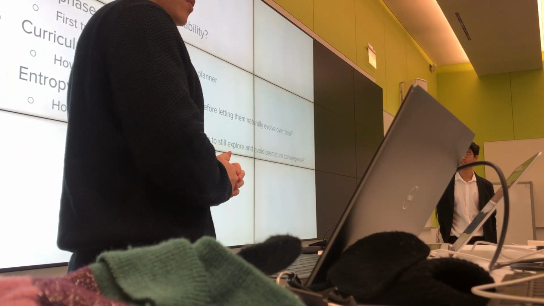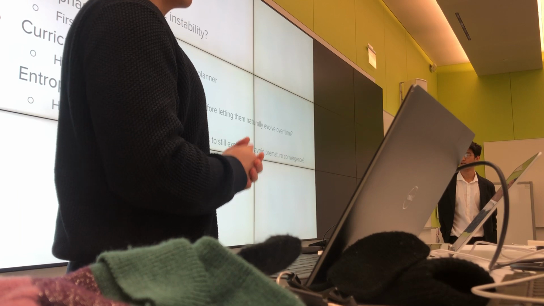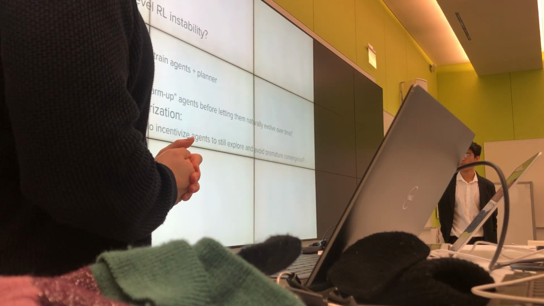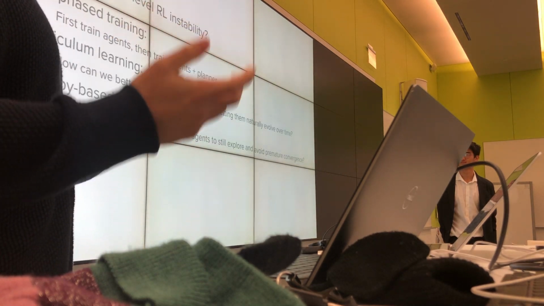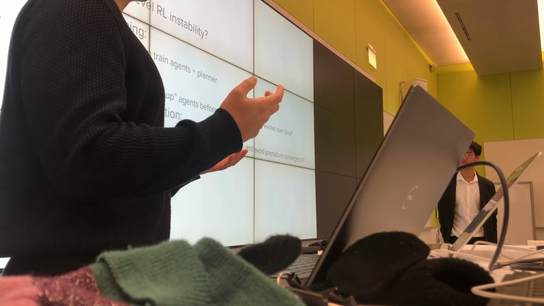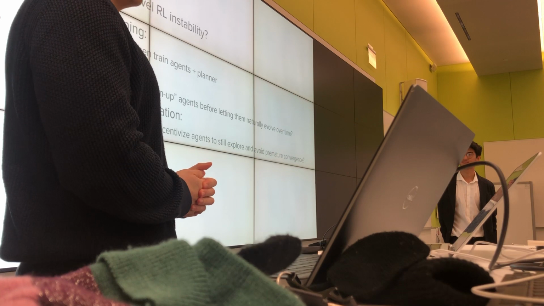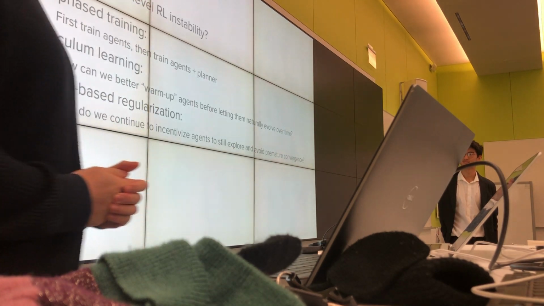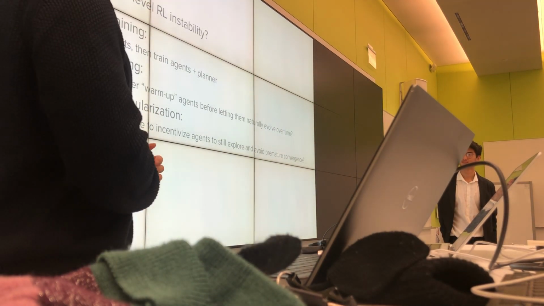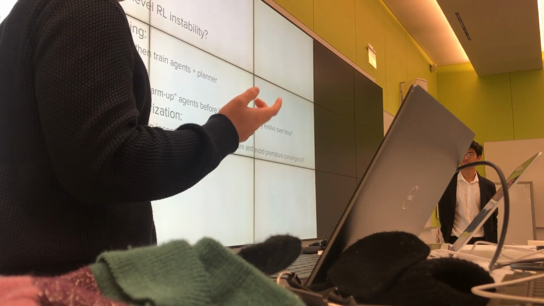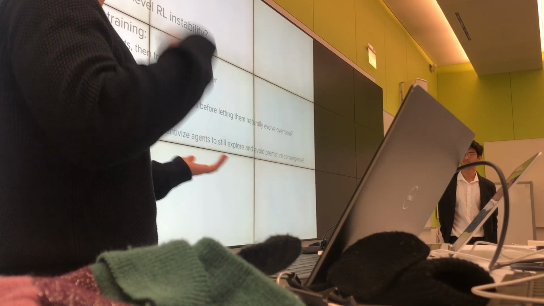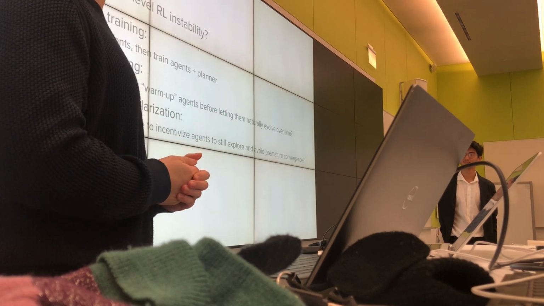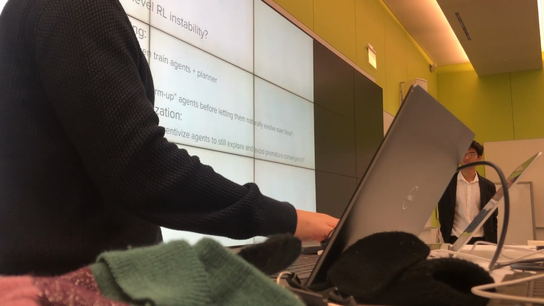Specifically, they also have two techniques that they mix in with this two-phase training, the first being curriculum learning. So the idea is, how can we better warm up these agents before letting them evolve with this tax planner over time? Another is entropy-based regularization, which is how do we continue to incentivize agents to explore and avoid just being set and converging before a tax schedule changes and they actually need to be adaptable.